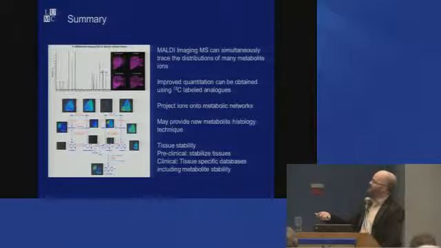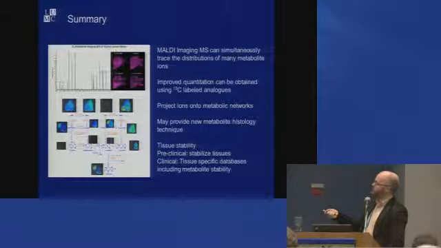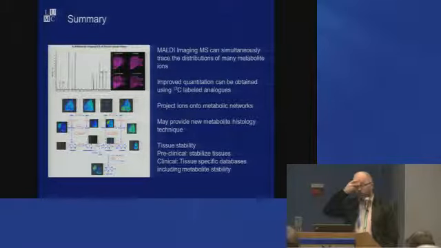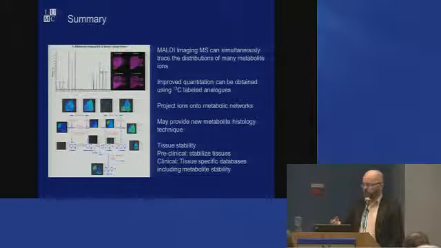Multi-imaging MS can simultaneously trace the distributions of many metabolite ions. Improved quantitation can be obtained using C13 labeled analogs. So we're actually working with a group in Delft now to get some of these C13 labeled extracts. It's basically the metabolite equivalent of SILAC. That's where you get a C13 labeled analog of all of these metabolites, and then we'll use these as reference standards to get improved quantitation for all metabolites.